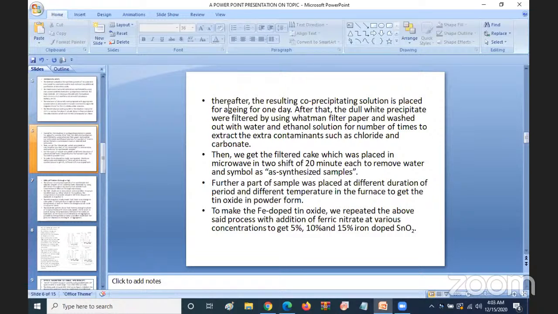After that, the dull white precipitates were filtered using Whatman filter paper and washed with water and ethanol solution a number of times to remove extra contaminants like chloride and carbonate. Then we got the filtered cake, which was placed in the microwave for 2 shifts of 20 minutes each. Further, a part of the sample was placed at different durations and different temperatures in the furnace to get the tin oxide in powder form. We have prepared Fe doped tin oxide for the concentrations 5 molar, 10 molar, and 15 molar.